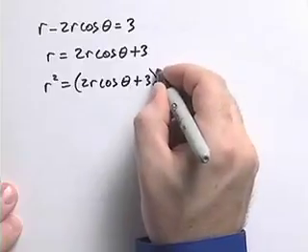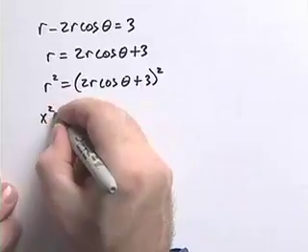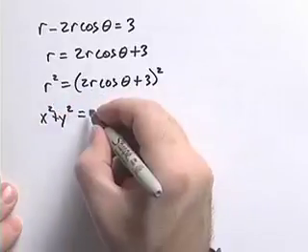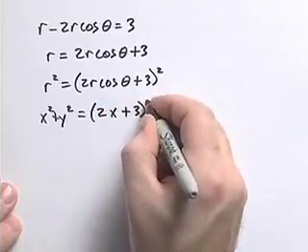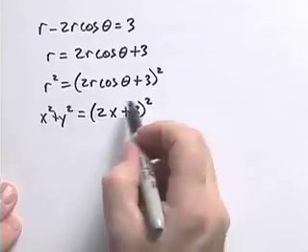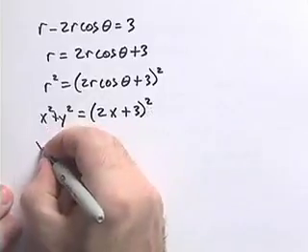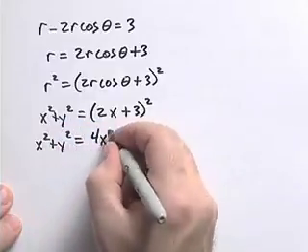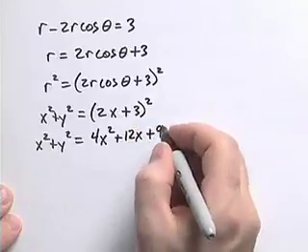Remember that r squared was x squared plus y squared, and we had that r cosine theta was equal to x. So this gives us 2x plus 3 quantity squared. So now we're into the rectangular form, but we need to clean this up. This will give us x squared plus y squared equals 4x squared plus 12x plus 9.